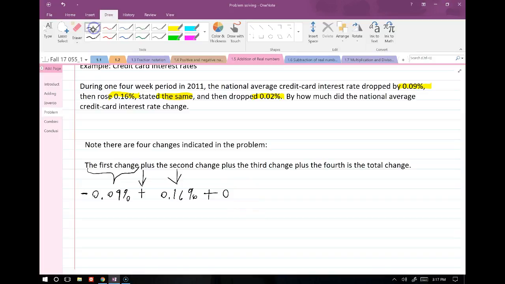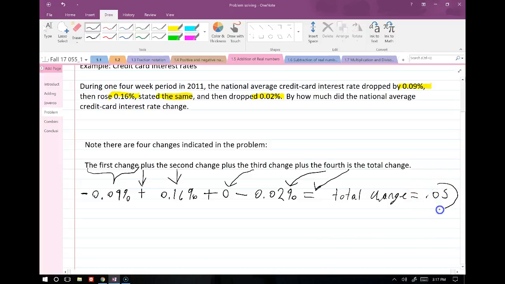Then it dropped again, so I'm going to make this a negative sign. Then it dropped again by 0.02%. And that is the third change, which was right here, the fourth change, which is right here, is the equals sign, and the total change, which is equal to 0.16. Somebody figured that one out. Nice job, guys. There we go. So the total change is plus 0.05. All right, so that's really it when it comes to the word problems at this level. It's just breaking it down. How many changes were there? It's easier to write it out step by step.